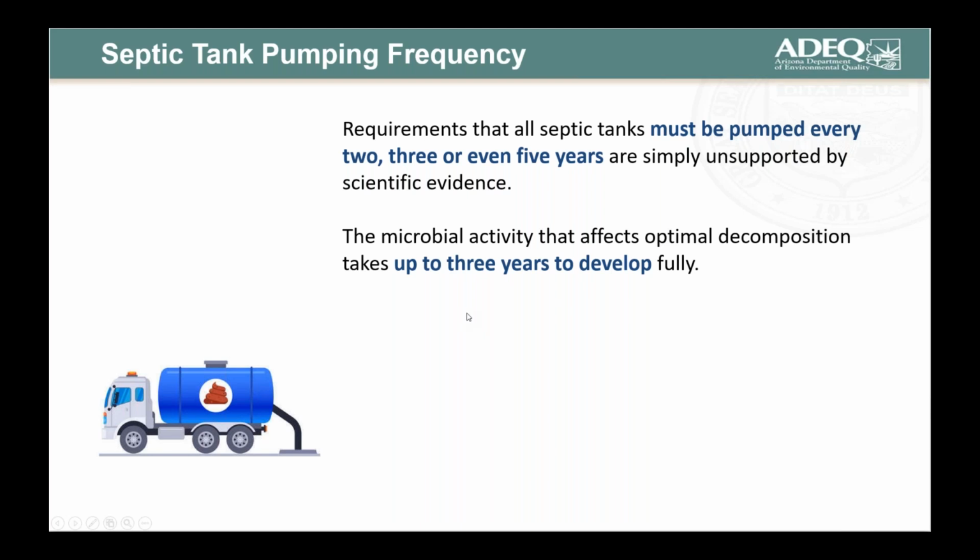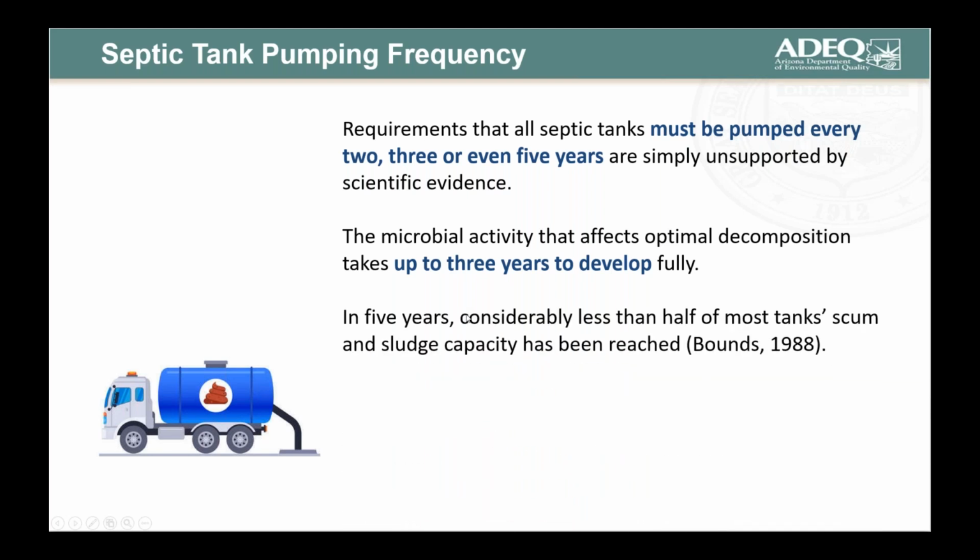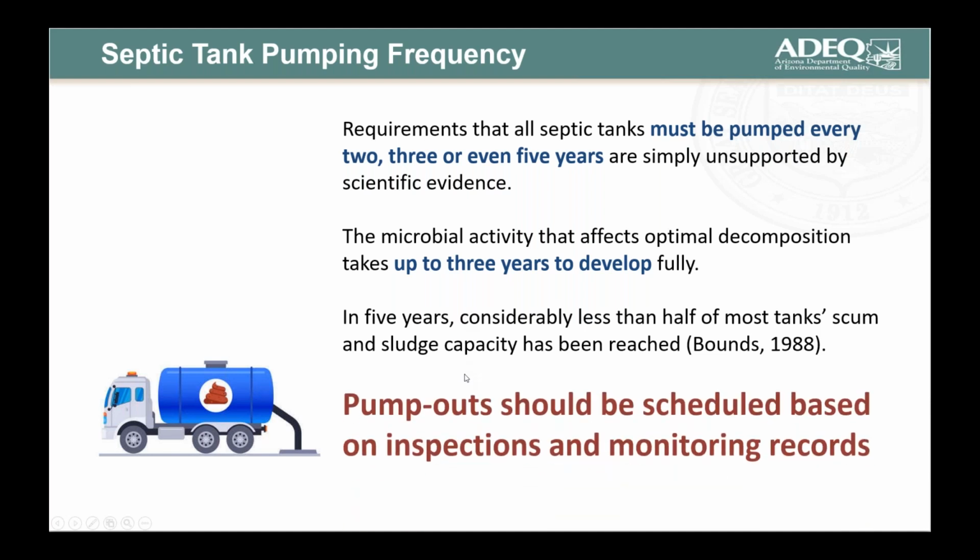You're cutting it short. In 5 years, considerably less than half of most tank scum and sludge capacity has been reached. That's by Bounds in a 1988 publication. Pump out should be scheduled based on inspections and monitoring records. Measure your scum, measure your sludge. If it exceeds those levels, as we referenced in these earlier slides, pump. That's the best way of doing it instead of trying to pump it every 2 or 3 years.